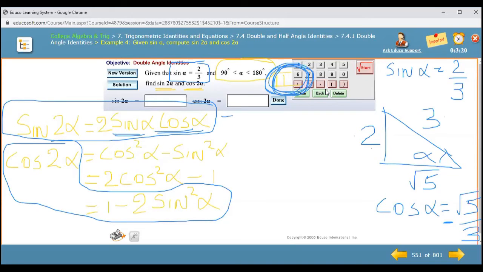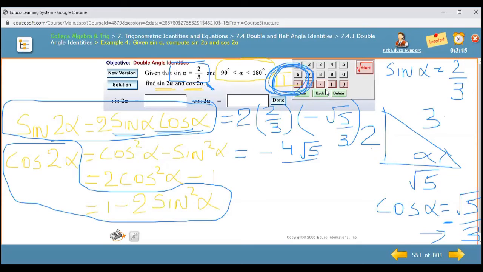Sine 2 alpha will be 2 sine alpha cosine alpha. Sine alpha is 2 over 3, and cosine alpha, as I just calculated, is negative radical 5 over 3. Everything together gives me 2 times 2 is 4, so negative 4 radical 5 over 9 is the answer for sine 2 alpha.